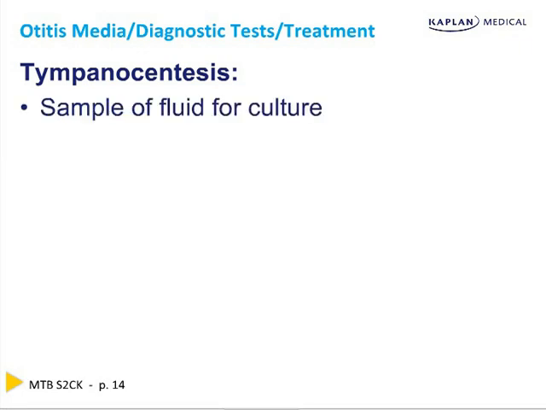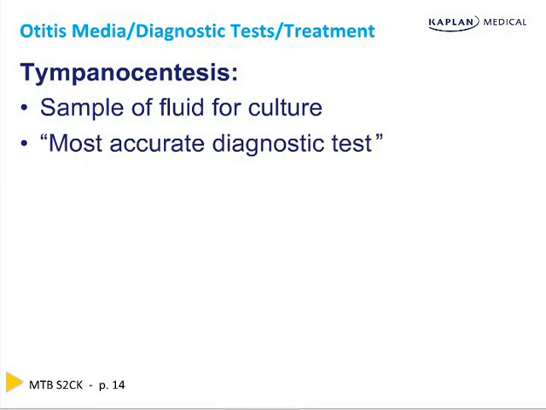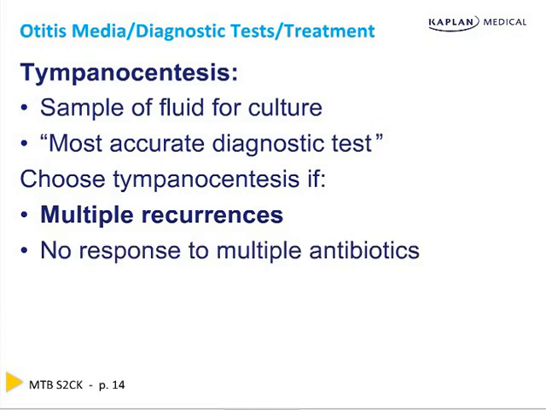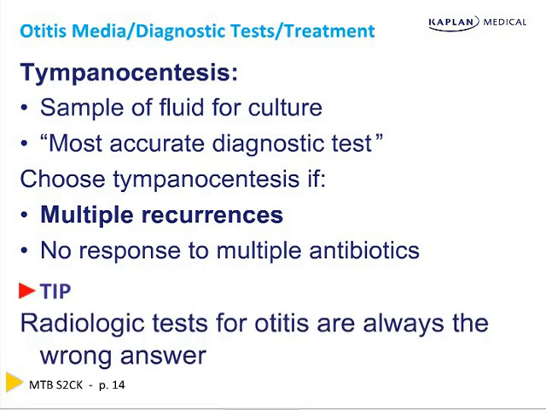Tympanocentesis. Needle in the ear, take a sample of fluid for culture. It is the most accurate test, and you choose tympanocentesis if there are multiple recurrences and no response to multiple antibiotics, and it keeps coming back and coming back, or it's not getting better, not getting better. And remember, the radiologic tests for otitis are always a wrong answer.